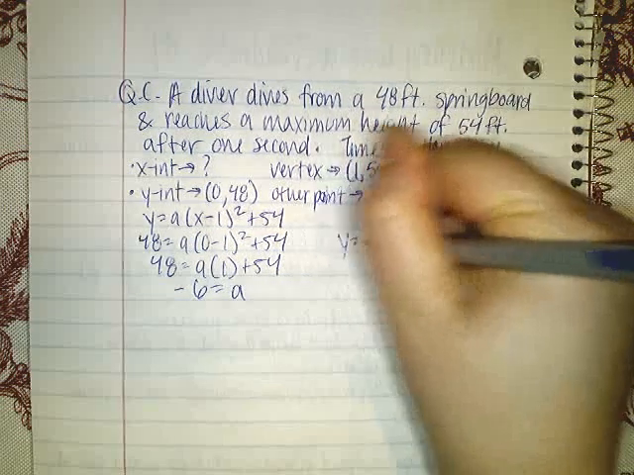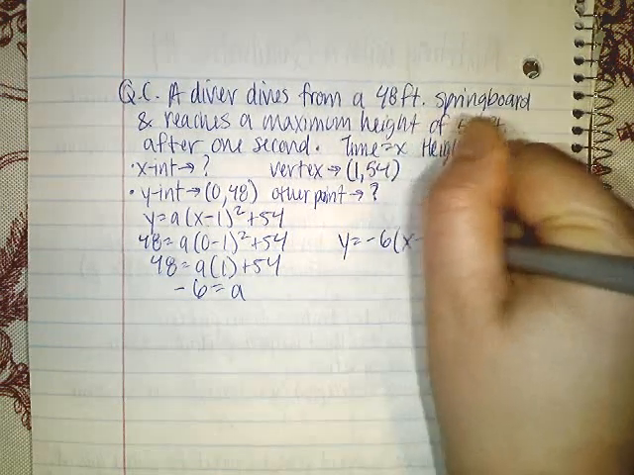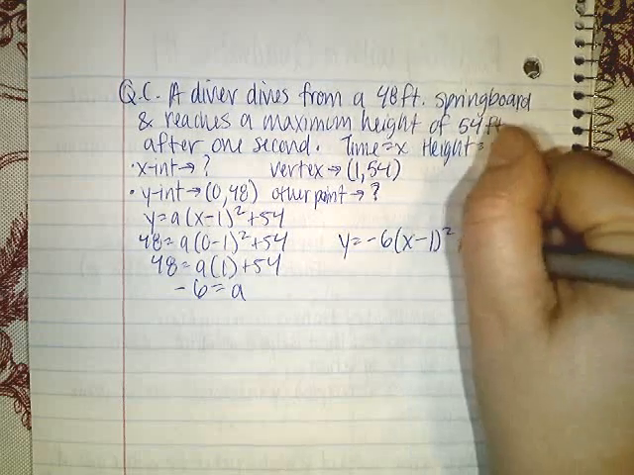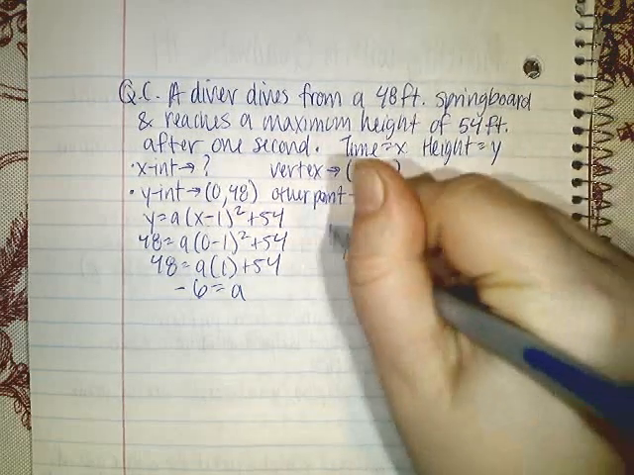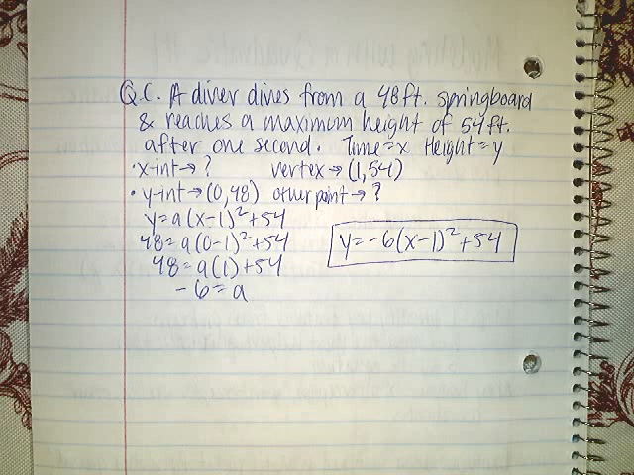So then I can write my full vertex form. y equals negative 6 times parentheses x minus 1 squared plus 54, and that is my answer. So this is the quadratic that would model that diver's trajectory.